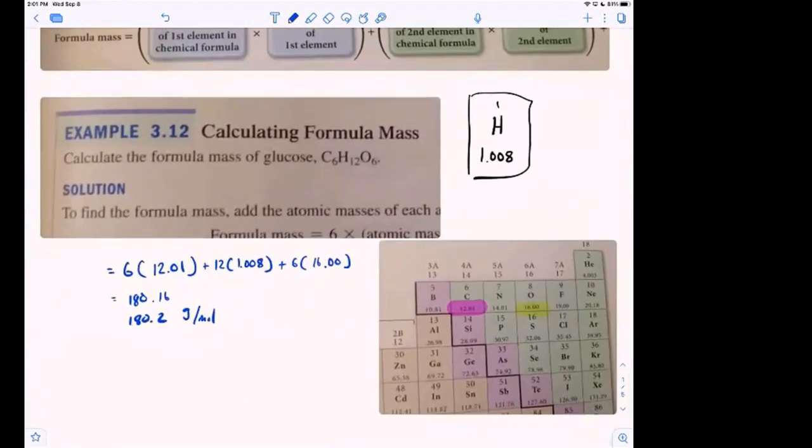All right, recap. How do you figure out the formula mass of glucose or anything else? You sum up the number of each element times the atomic mass of each of those elements, and you take that formula and sum it together. So there's 6 carbons. Carbon has 12.01 grams per mole.